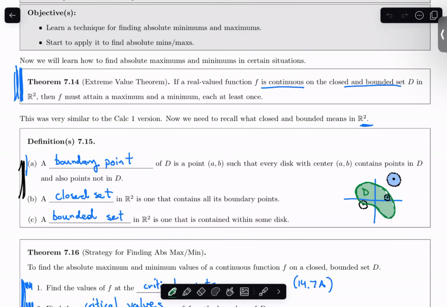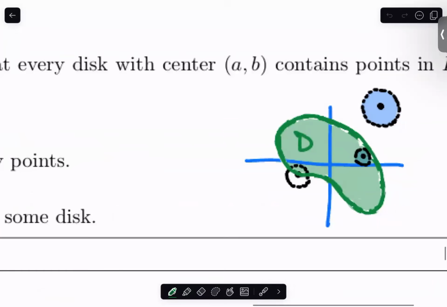So in the boundary point definition, it says every disk. No matter how small your radius is, the circle and all of its interior points, some of it needs to be within the set and some of it needs to be out of the set. Otherwise, you're not right on the edge. If you're just a little bit inside, then you can find a very, very small radius in which it's all contained inside the set. I'm thinking about this picture here with the green little lima bean or something like this quite a lot.